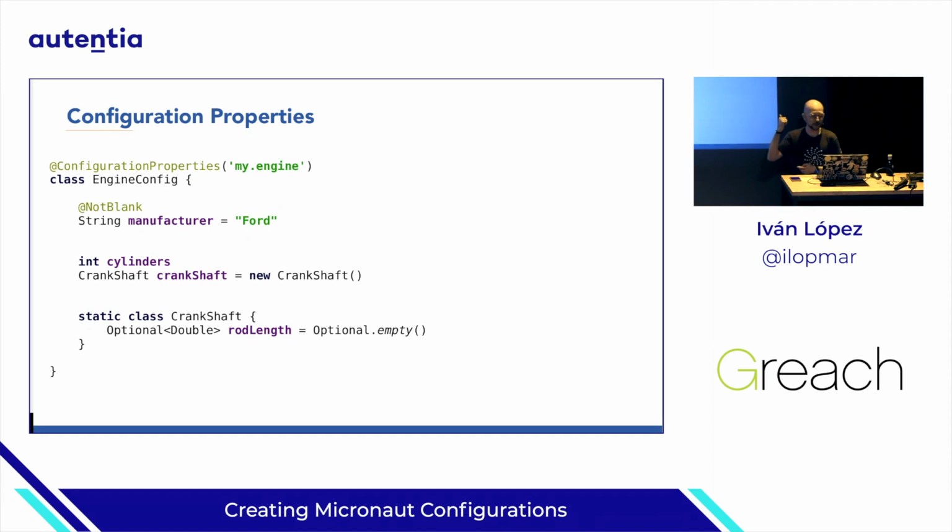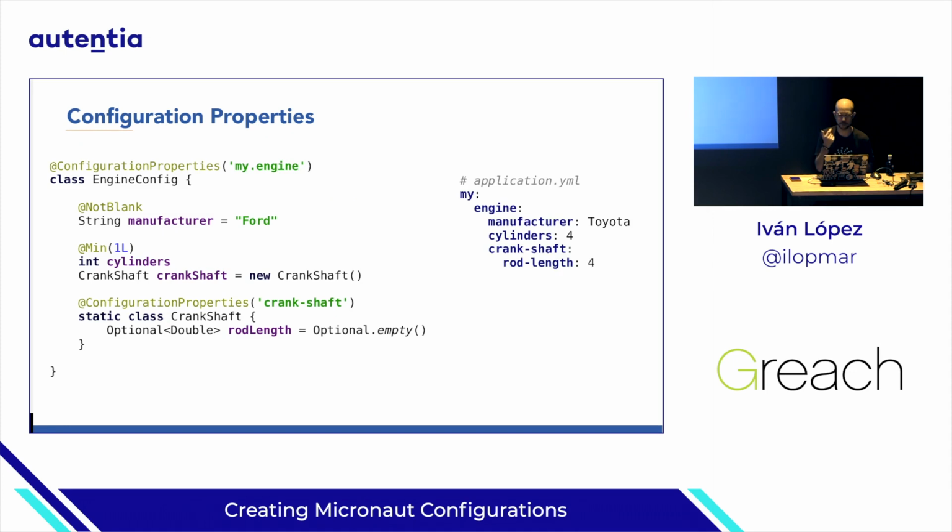You can also do things like that with this approach. You can annotate using the validator API: I need that this is not blank, or I need the value to be at least 1. And you can also create nested properties, creating static inner classes and annotating them with configuration properties. So with this, you are going to map that application YAML to that class, or the other way around.